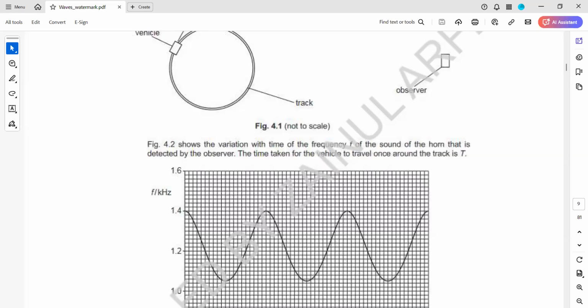That is always the first point. The frequency of a source does not change, but the observed frequency changes due to the relative motion of the source. So the frequency is varying because the vehicle is moving relative to the stationary observer. When the vehicle is moving towards the observer, it will give a higher observed frequency, higher than 1.2. And if it is moving away from the observer, it is giving less than 1.2 kilohertz.